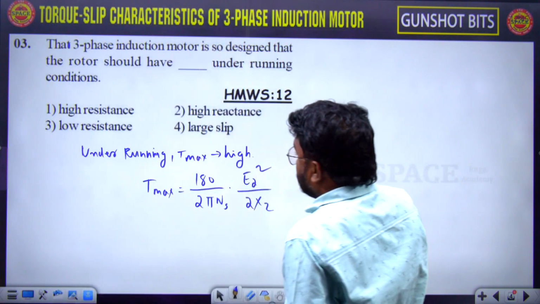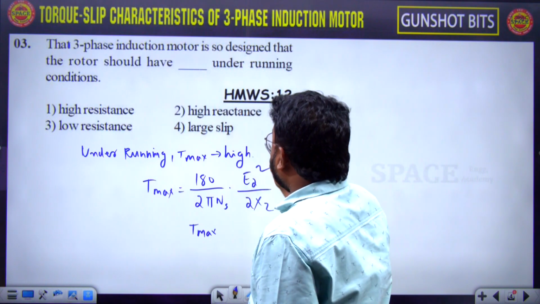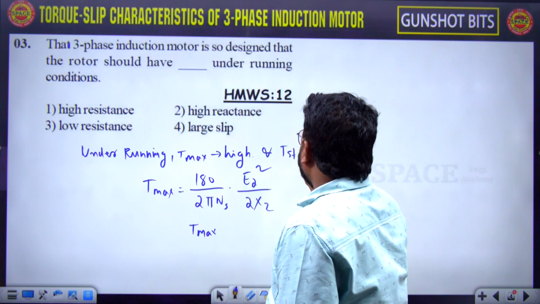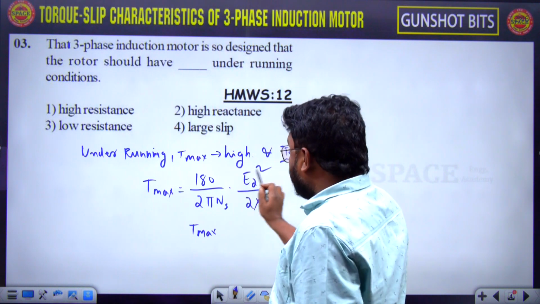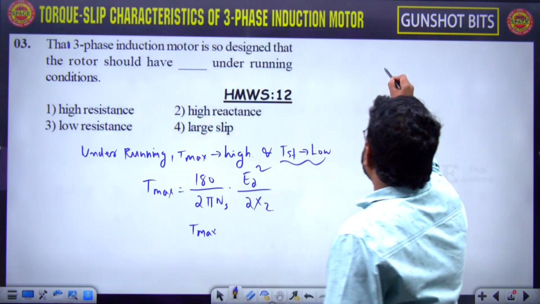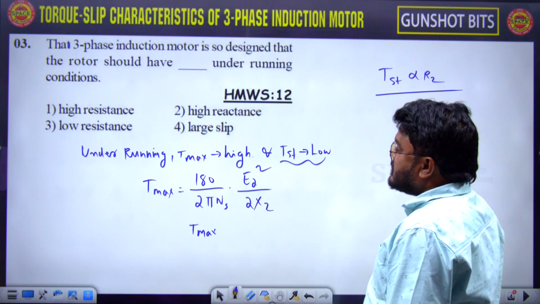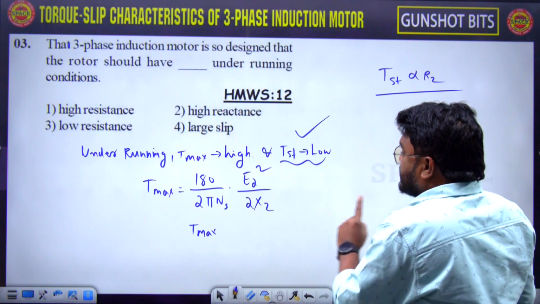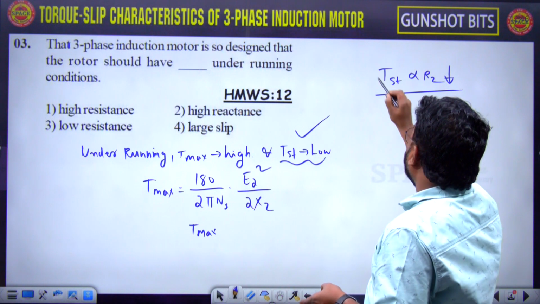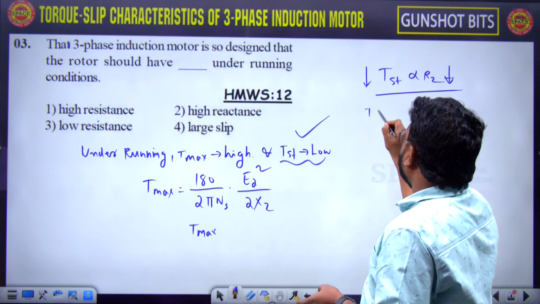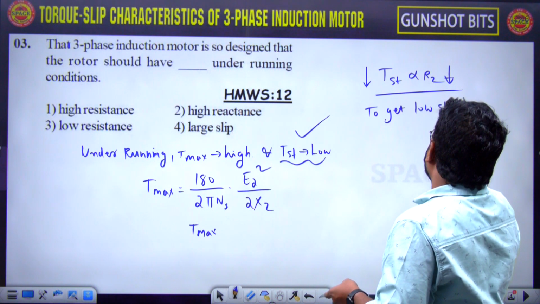Next, maximum torque should be high, and one more condition: the starting torque should be a low value. So this is also required. Maximum torque should be high and starting torque is low. The starting torque produced by the motor is directly proportional to the rotor resistance. So to get a low starting torque under running condition, the resistance term should be low.